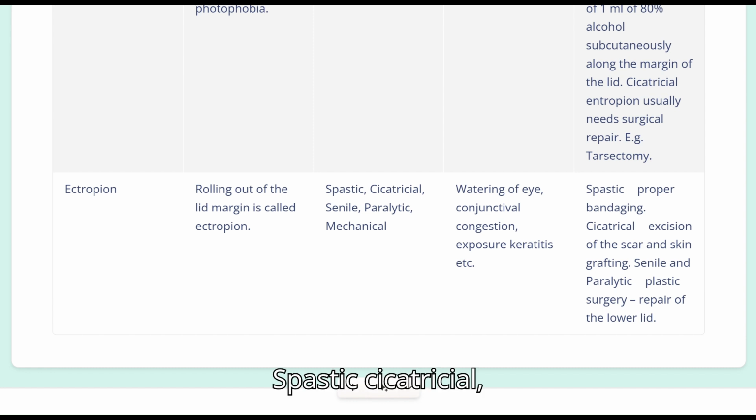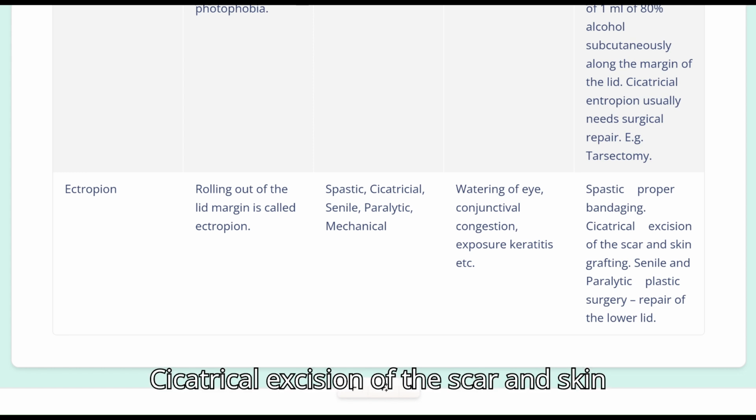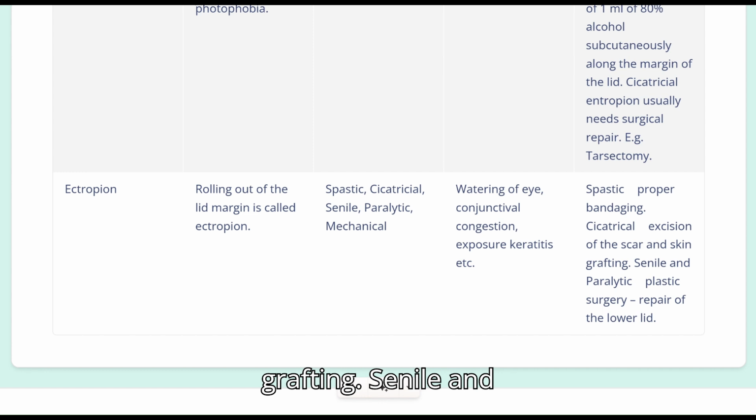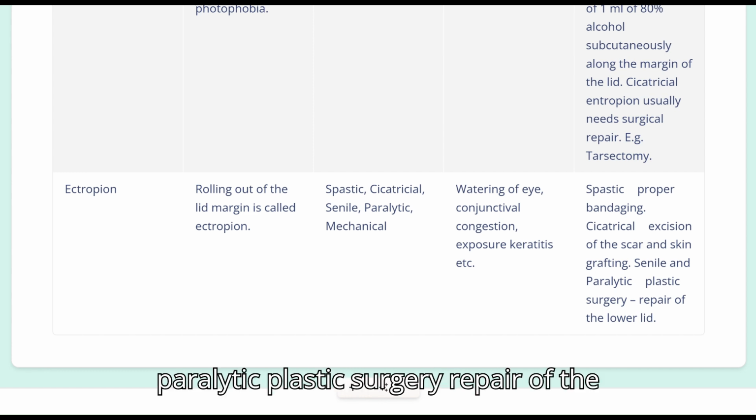Types: spastic, cicatricial, senile, paralytic, mechanical. Clinical features: watering of eye, conjunctival congestion, exposure keratitis, etc. Treatment: spastic, proper bandaging. Cicatricial, excision of the scar and skin grafting. Senile and paralytic, plastic surgery repair of the lower lid.